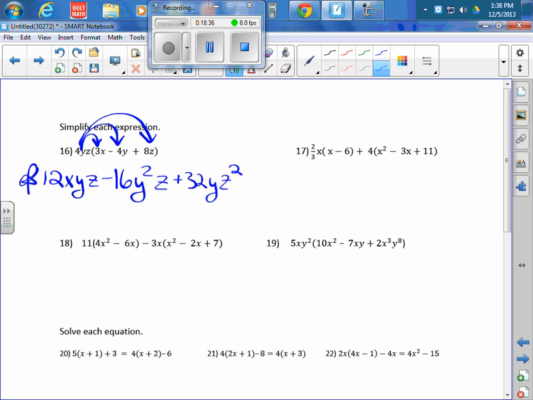Here we're going to have to distribute a couple of times. 2/3 times x, well, that would be 2/3 x squared. Then you're going to be taking 2/3 x times negative 6. Now, negative 6 times 2/3 is negative 4x. Then, and that's all for the 2/3 x. Then it's 4 times x squared is positive 4x squared. 4 times negative 3x is negative 12x. And 4 times 11, positive 44.